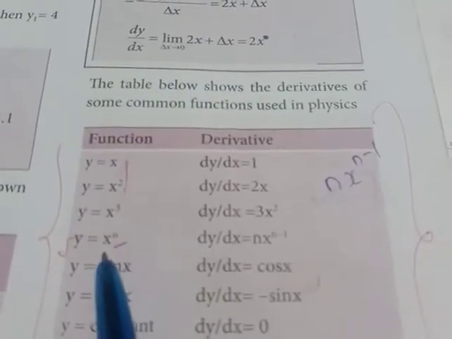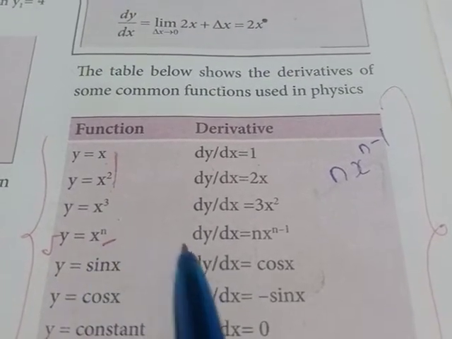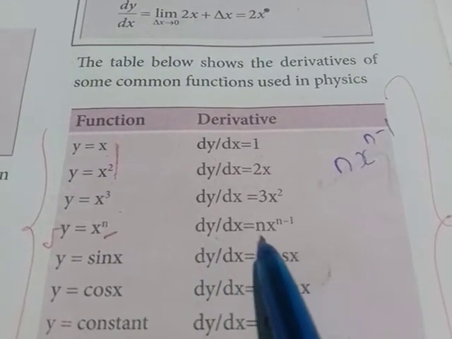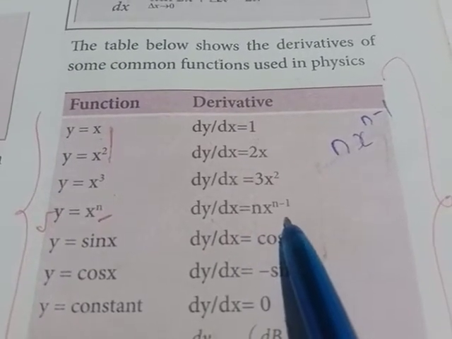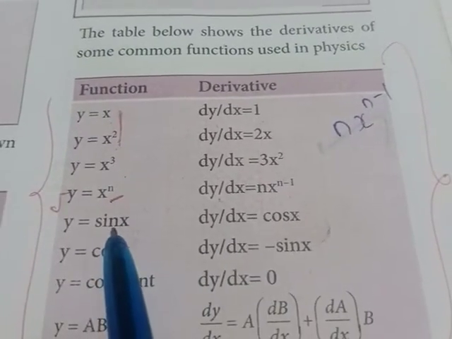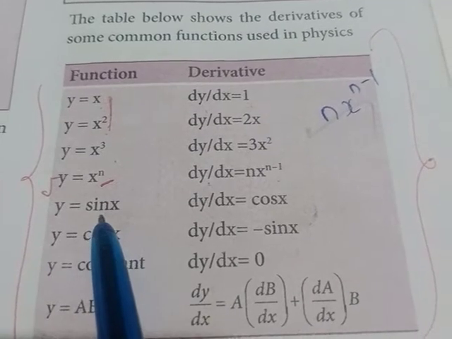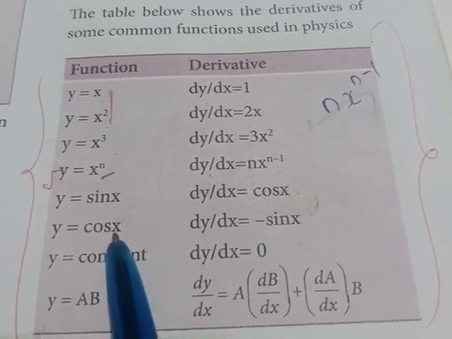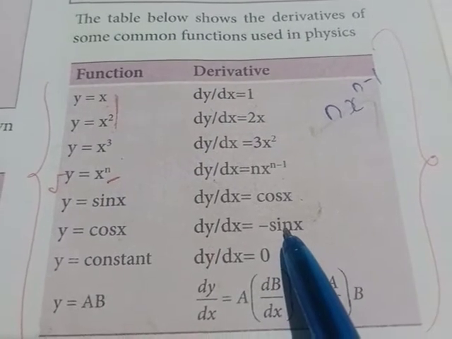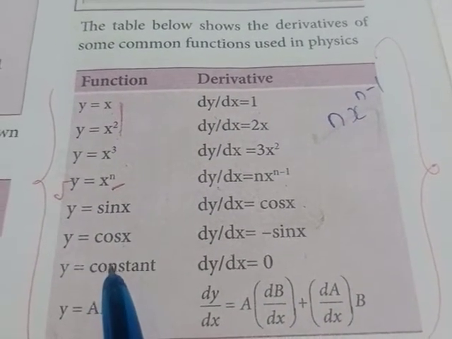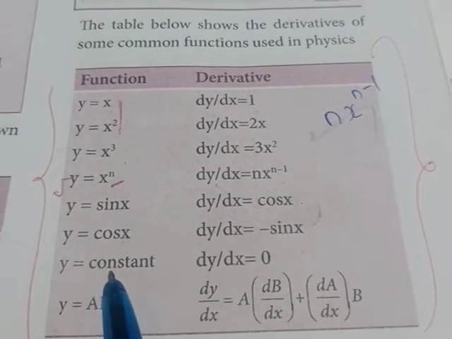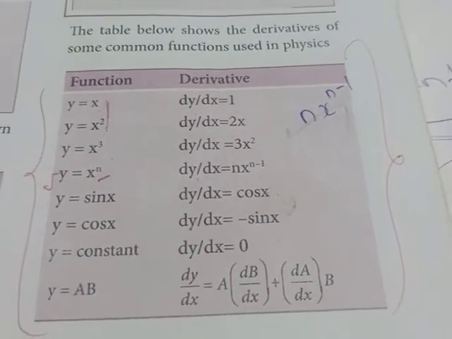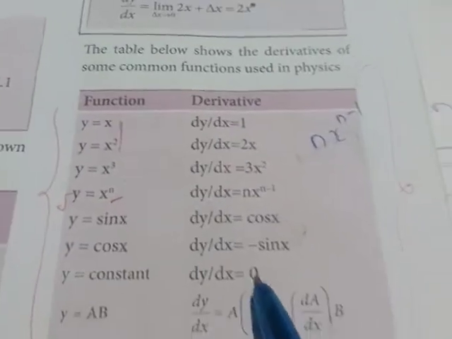So based on that, the formula is y equal to x power n, so the derivative dy by dx is n x power n minus 1. If the function is sin x, then the derivative is cos x. If the function is cos x, then the derivative is minus sin x. Then a constant like pi or refractive index, the derivative is 0.